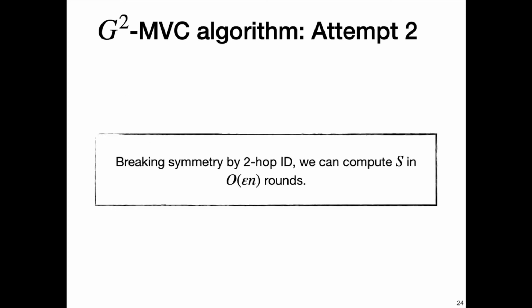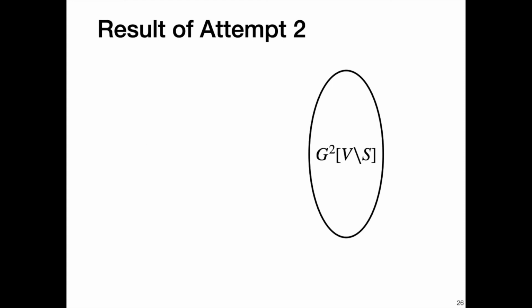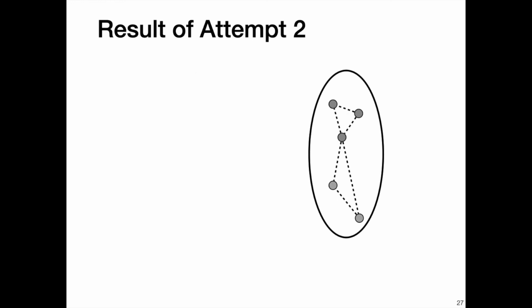We show that by breaking symmetries by 2-hop ID, we can compute this set S in epsilon n rounds in the CONGEST model. As a result of the second attempt, we partition the vertices as shown in the figure. Since all vertices of S are in the vertex cover, the only edges that are uncovered are those in G squared of V minus S. Here is a small example of what the remaining graph can look like.